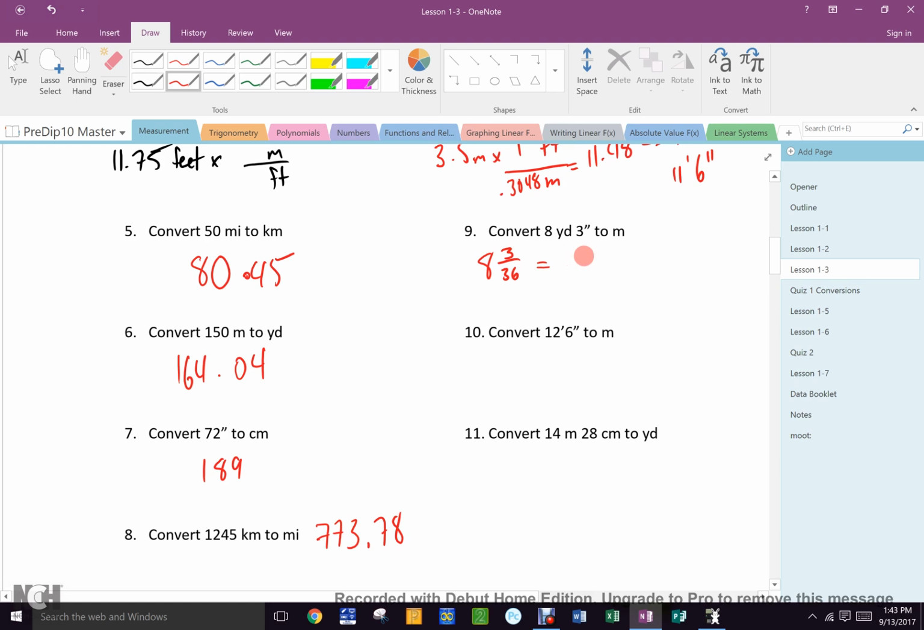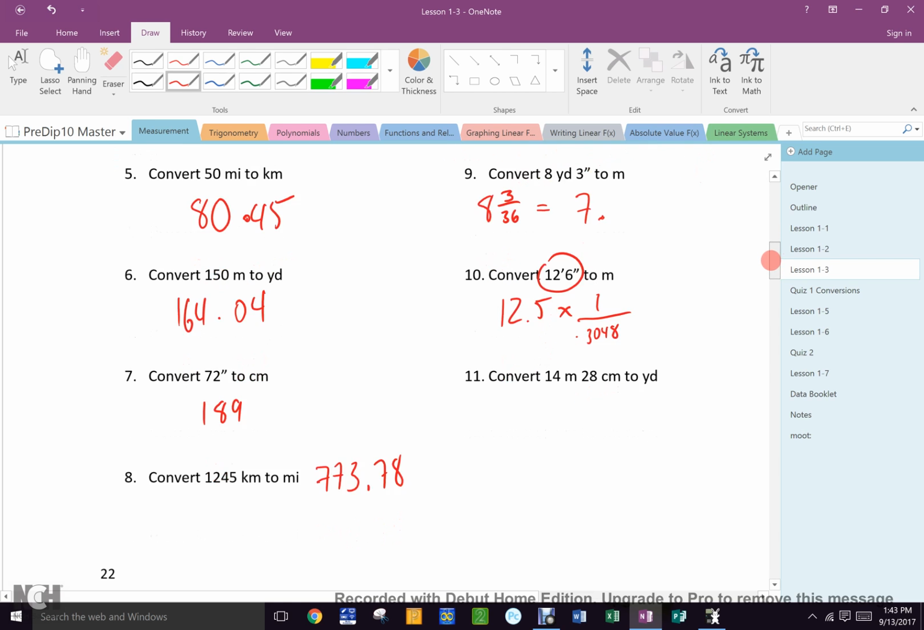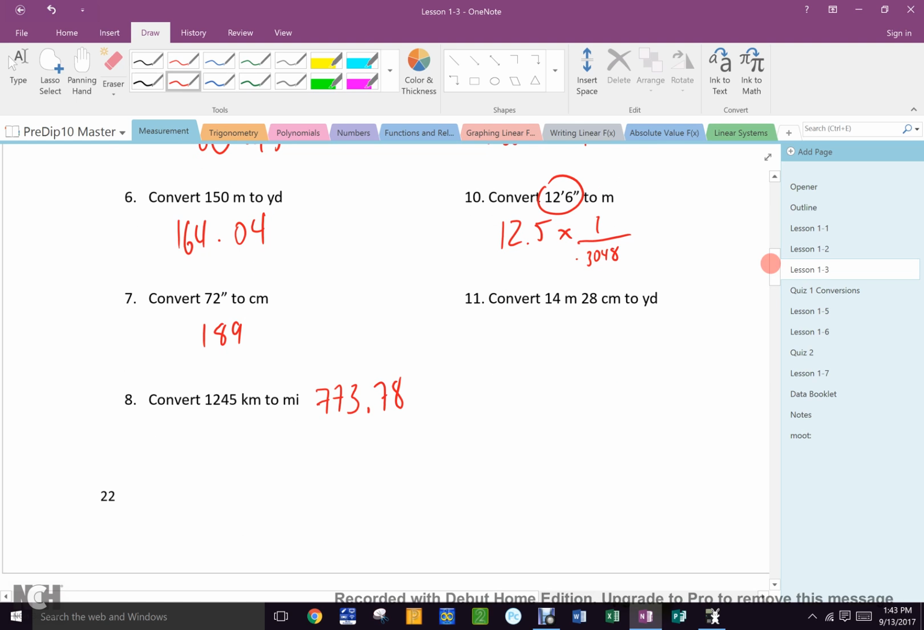It's 7 something. Yeah, 7.5. Good. Oh no, something like that. Yeah. 7 point something. Yep. 12 foot 6 inches to meters. What can you do with 12 foot 6 inches to make it easier to work with? Why is it 12.5, Alicia? 12 inches in a foot. So you guys could just go 12.5. And I'm converting to meters, so of course it's 0.3048. I lie, I'm converting to meters. It's 1 over 0.3048.